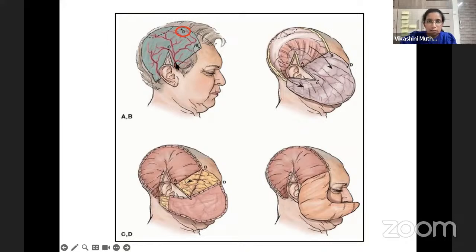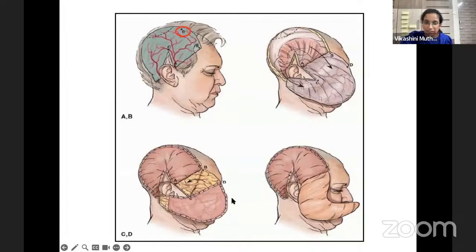Among all these points, this AB line is very important because it is through this line that you actually twist the whole flap and bring it to the anterior. So from the posterior, you just bring the whole flap to the anterior through this AB line. So it's very important; AB is the most important among all these points.